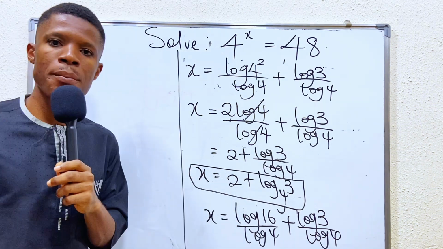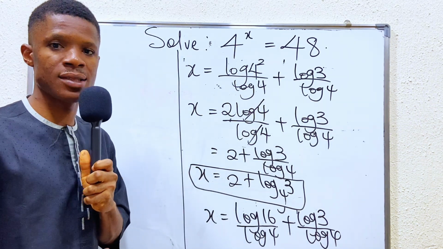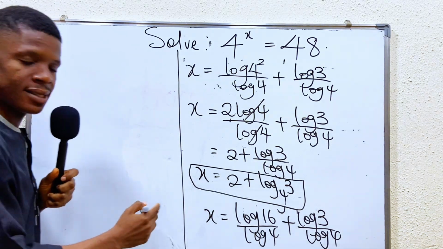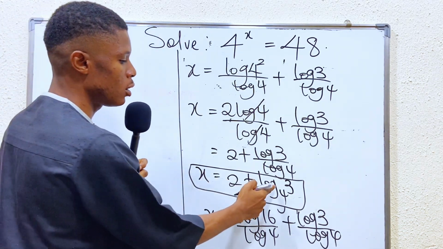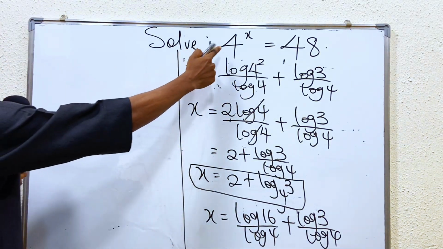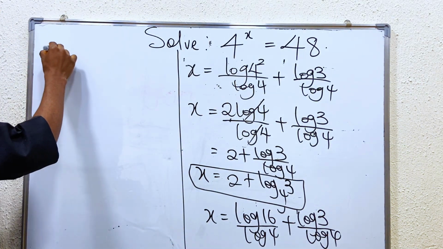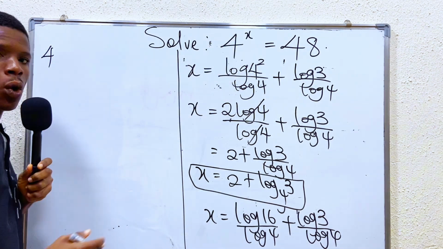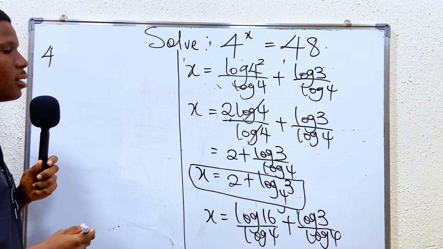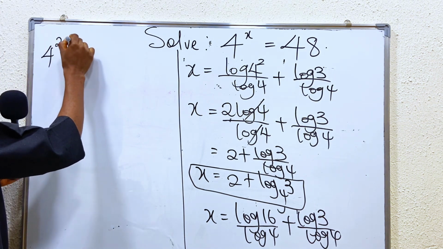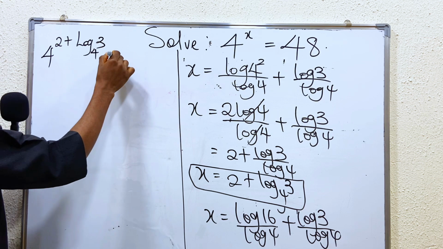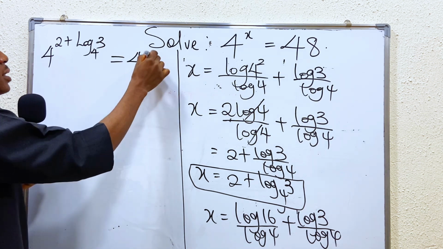From here, let's check whether our answer is right. We got that x is equal to 2 plus log base 4 of 3. So we are going to put it back in the equation. So 4, instead of writing x, what do we write? 2 plus log base 4 of 3. So we write it as 4 to the power 2 plus log base 4 of 3. Is it equal to 48?